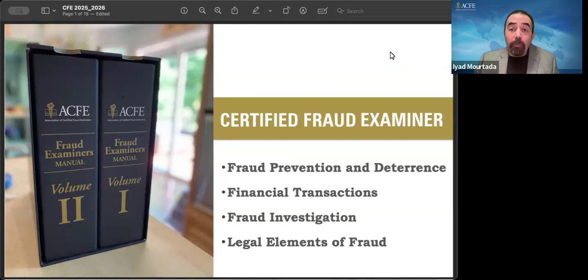The CFE exam is 4 parts. The first one is related to fraud prevention and deterrence. The second one is related to financial transactions. Then we have fraud investigation, and then the legal elements of fraud. Each part is 100 questions, and you have 2 hours to complete each exam.